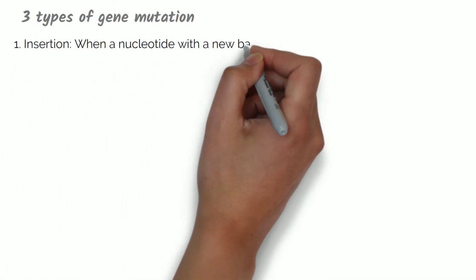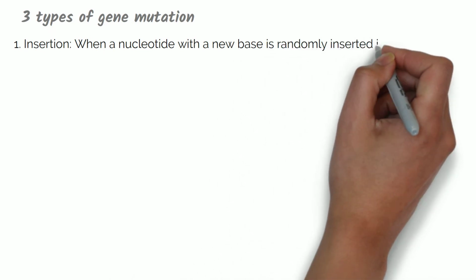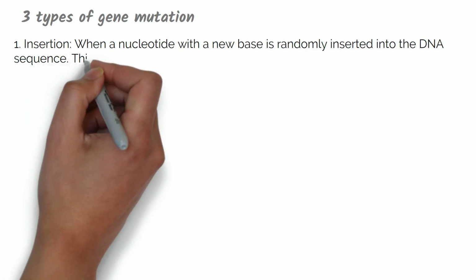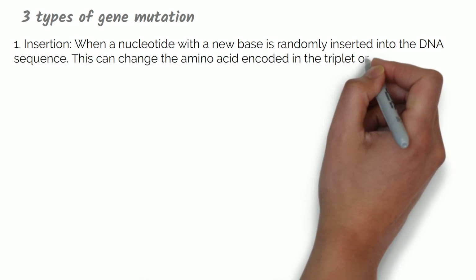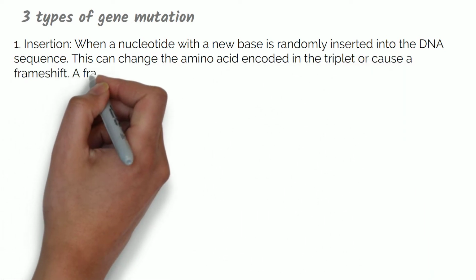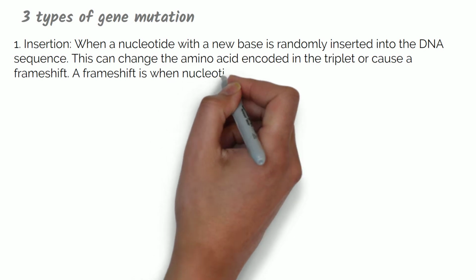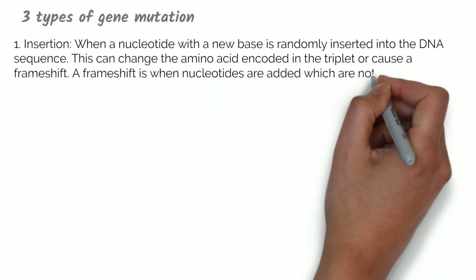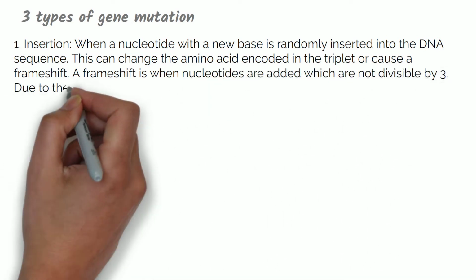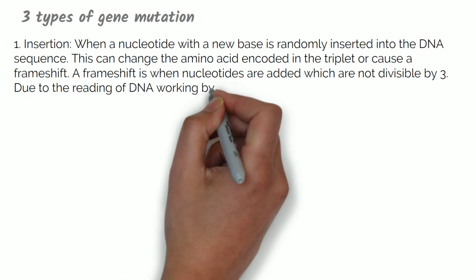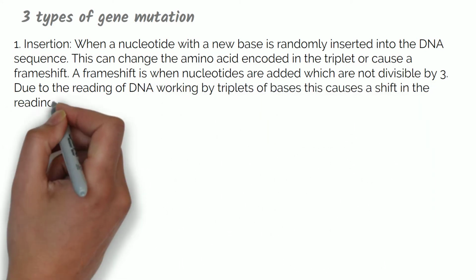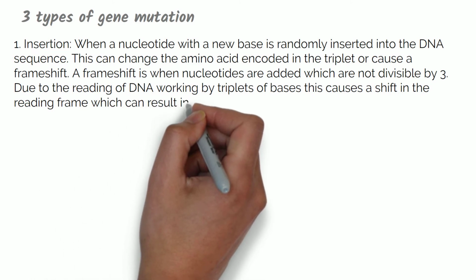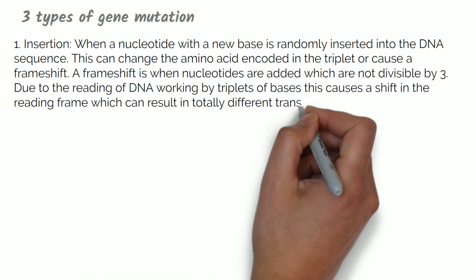One is insertion. This is when a nucleotide with a new base is randomly inserted into the DNA sequence. This can change the amino acid encoded in the triplet or cause a frame shift. A frame shift is when nucleotides are added which are not divisible by 3. Due to the reading of DNA working by triplets of bases, this causes a shift in the reading frame which can result in a totally different translation.